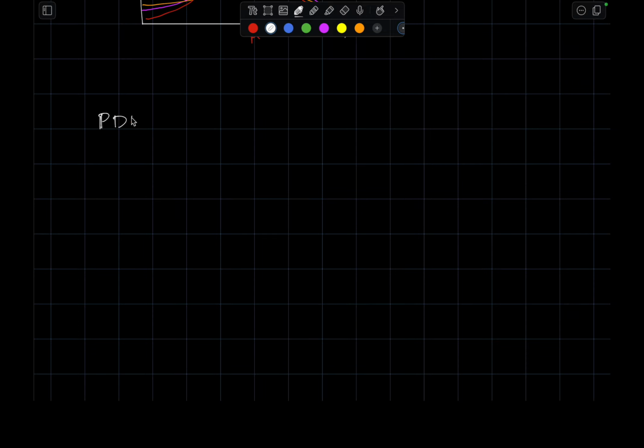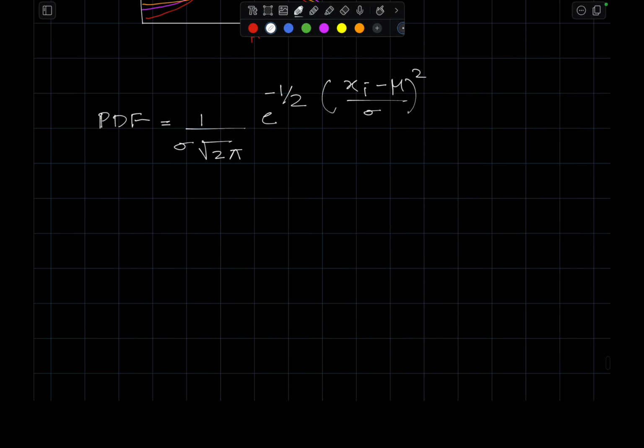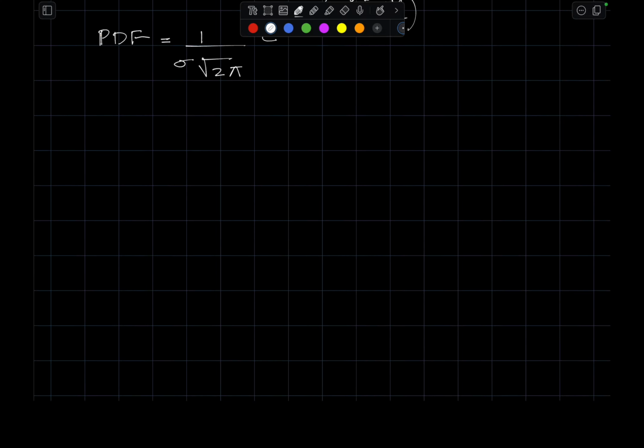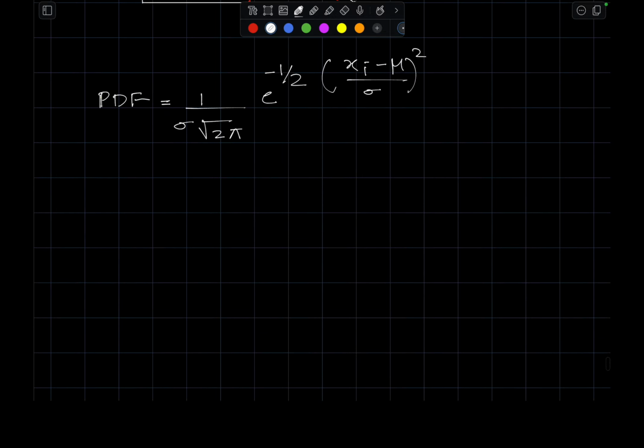So in case of Gaussian distribution, we can write the PDF because we are dealing with a continuous random variable. The PDF we can write as 1 by sigma root 2 pi, e power minus half, x minus mu divided by sigma, the whole square. So this is the probability density function in case of normal distribution. And here mu is nothing but the mean and sigma square is the variance.